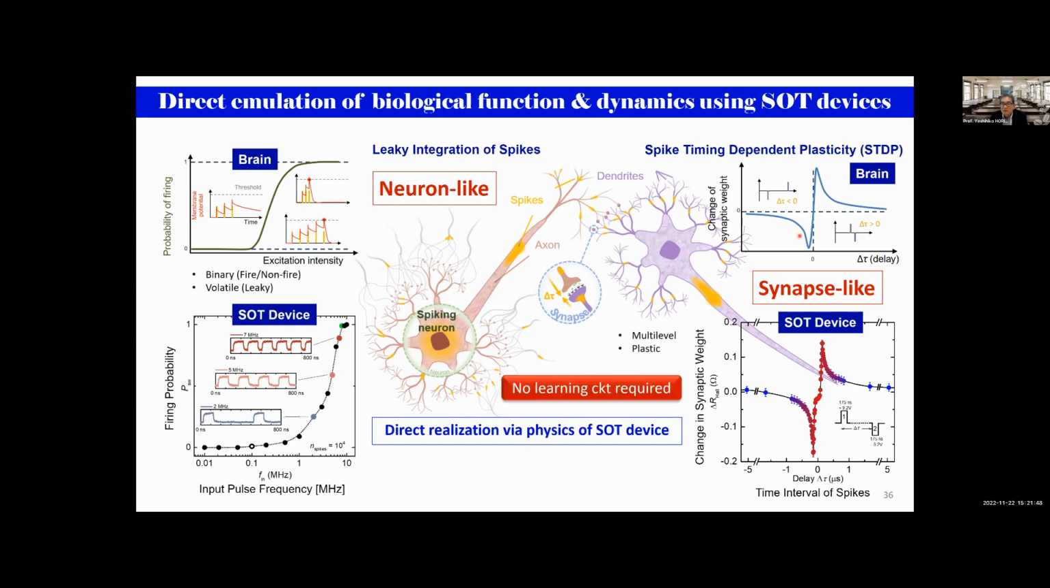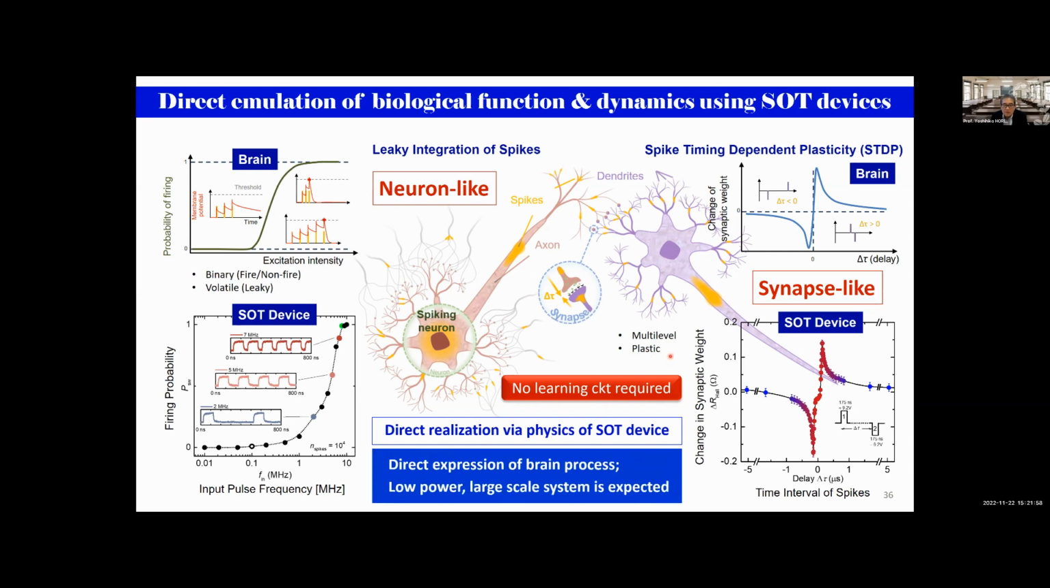And for the synaptic-like device, we do not need any external learning circuits. So this kind of direct expression of brain processes, functions and dynamics, will hopefully lead to low-power and highly scalable systems. We are working on making a network out of these devices right now.